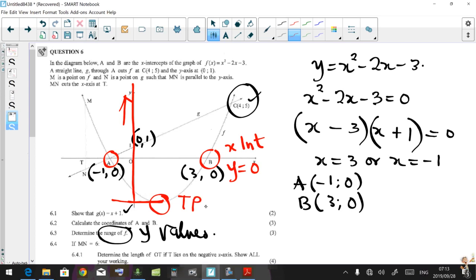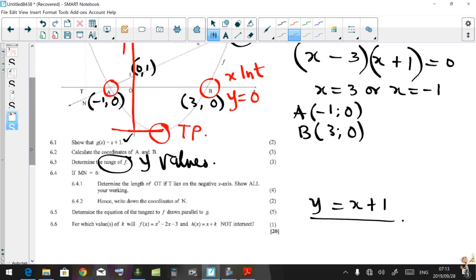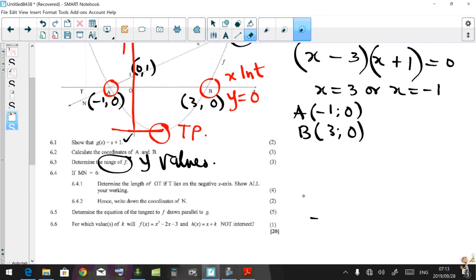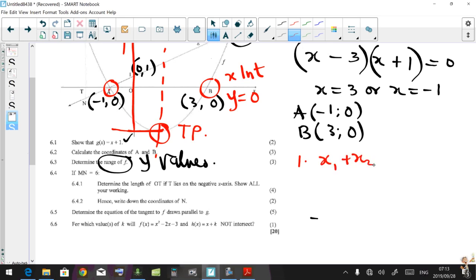This point is your turning point. Now, how do you get the turning point? There are 2 ways, 3 ways that we know to get the turning point. Number 1: your turning point is the symmetric point between the 2 x-intercepts. So you could say x1 plus x2 over 2. What are your x values? Negative 1 plus 3 over 2. Do you notice this is on the positive side? So your x should be positive. 3 minus 1 is 2, divided by 2, is 1. Your x is 1.